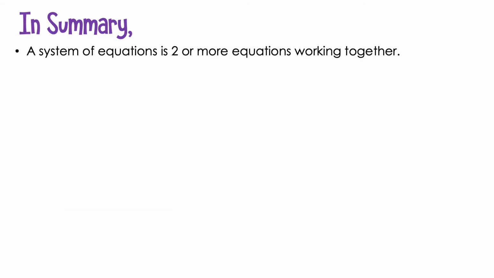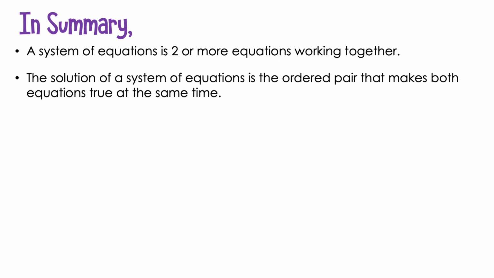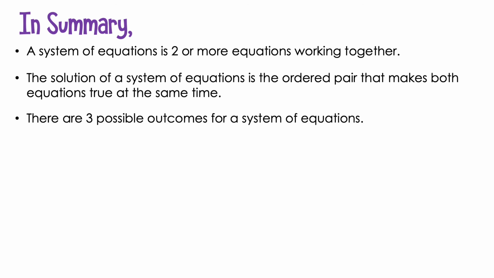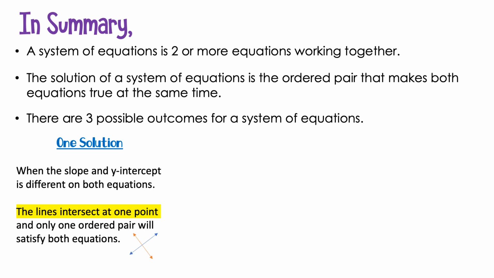In summary, a system of equations is two or more equations working together. The solution of a system is the ordered pair that makes both equations true at the same time. There are three possible outcomes for this system of equations. One solution, when the slope and y-intercept are different on both equations, the lines intersect at one point, and only one ordered pair will satisfy both equations.